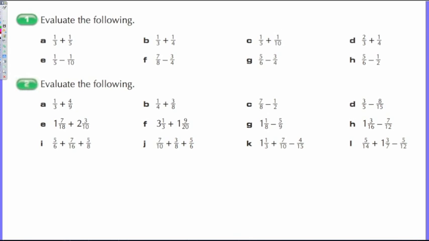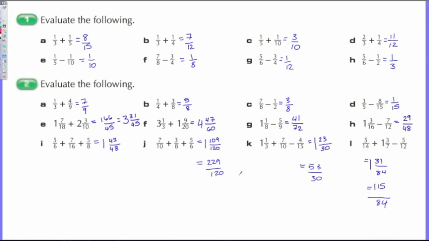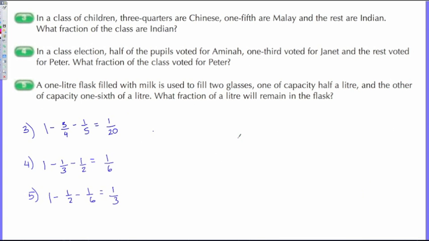So here are the answers. Okay, so here are the answers for the first two questions. When you get to question 2, you can either write your answer as a mixed number or as a top-heavy fraction. And the next answers. Okay, so here are the answers for questions 3, 4 and 5. So as I said, you need to do 1 and then you minus the fractions that they've given you to see how much is left. So we get 1/20, 1/6 and 1/3.